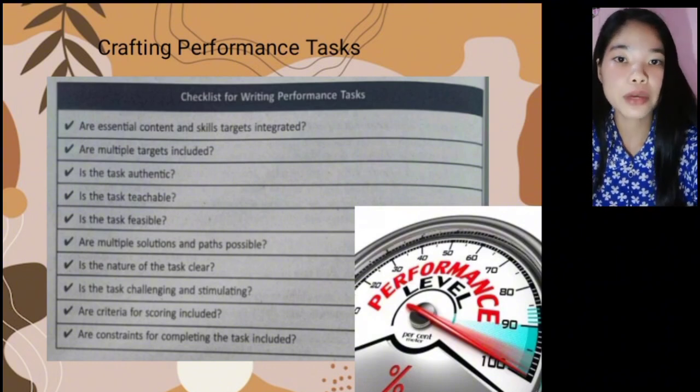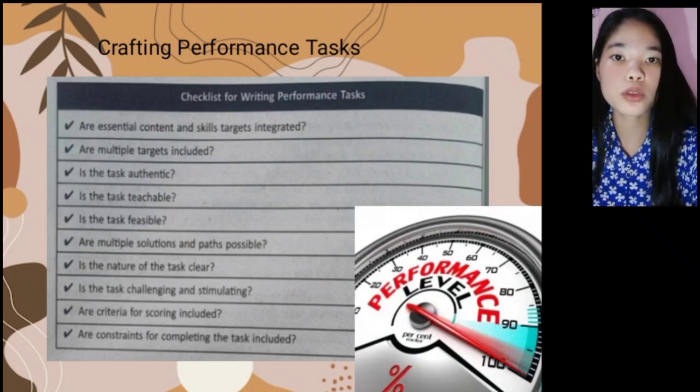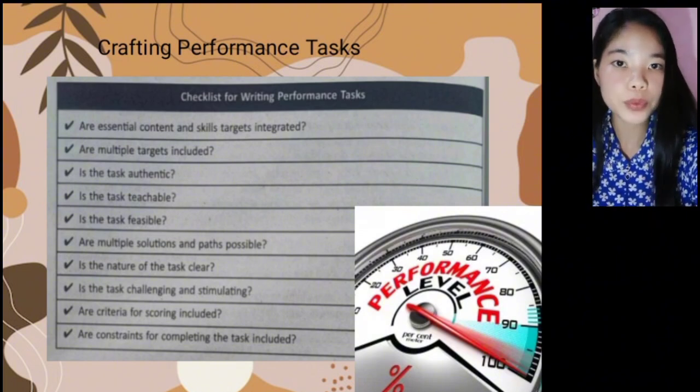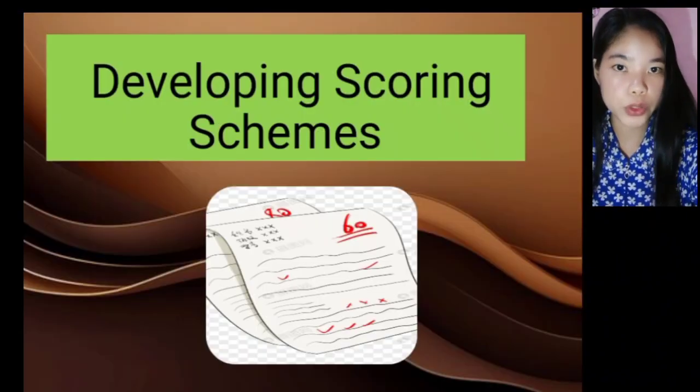Or if the task is challenging, does the task encourage higher order thinking? And for the scoring criteria, are clear criteria for evaluating student performance included? And lastly, we have the constraints. Are any limitations or restrictions for completing the task specified? So these are the guidelines in crafting performance tasks so that we can come up with effective evaluation.